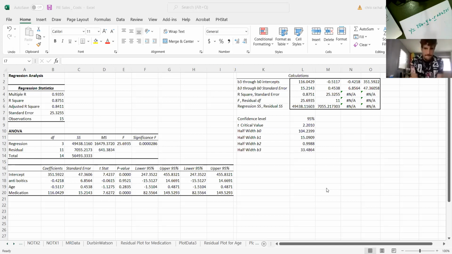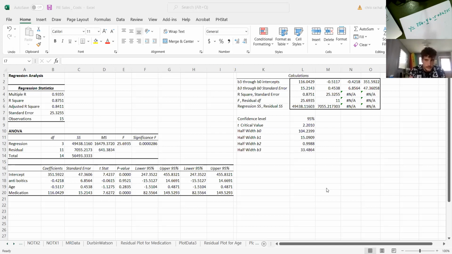Medication would be bad. Actually, antibiotics would decrease the stay by 4 hours. For every year that you're older, it would decrease by 5 hours from 0 years old. And medication would actually increase your stay by 116 hours, is what the data is telling us. Right? And that would be this equation, exactly written out that way. Right? Yeah. So far, so good.